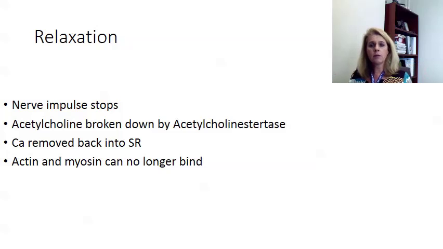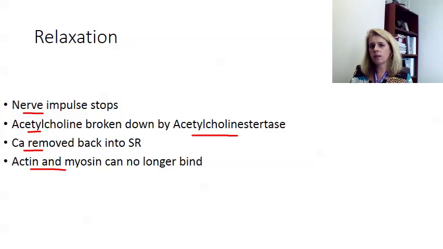So to completely relax the muscle, you have to stop the nerve impulse. So we've contracted the muscle, so our nervous system's not sending any more signal down. No more action potentials coming to the axon terminal. No more acetylcholine is being released, and the acetylcholine that's in the synaptic cleft is being removed by an enzyme called acetylcholinesterase. We also need to remove the calcium from the sarcoplasmic reticulum, which allows actin and myosin to no longer be able to bind. So all four of these things have to occur in order for the muscle to relax.